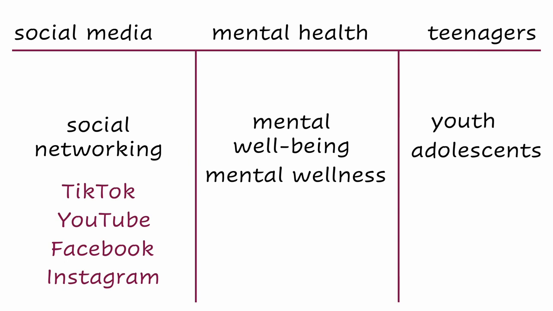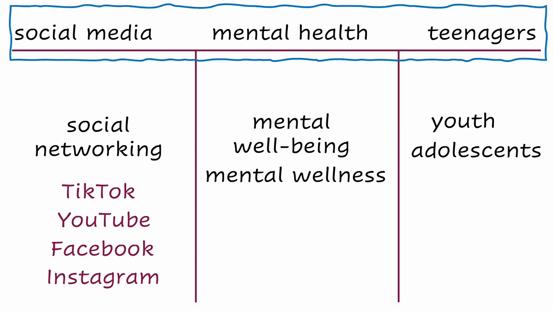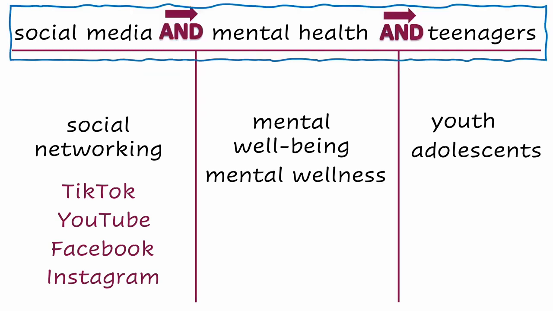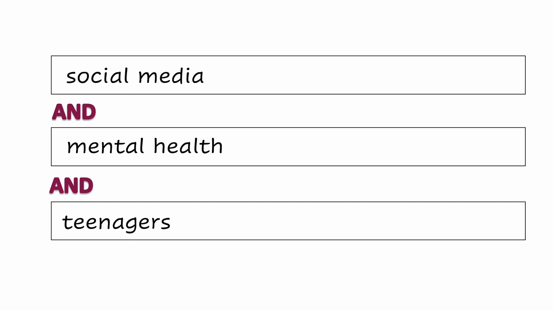If we go back to the keyword brainstorm table for our research question, notice that we would want only research that contains all of the keywords across the top. That means we can combine those keywords with the Boolean operator and. If we stopped here, this is what our search statement would look like.